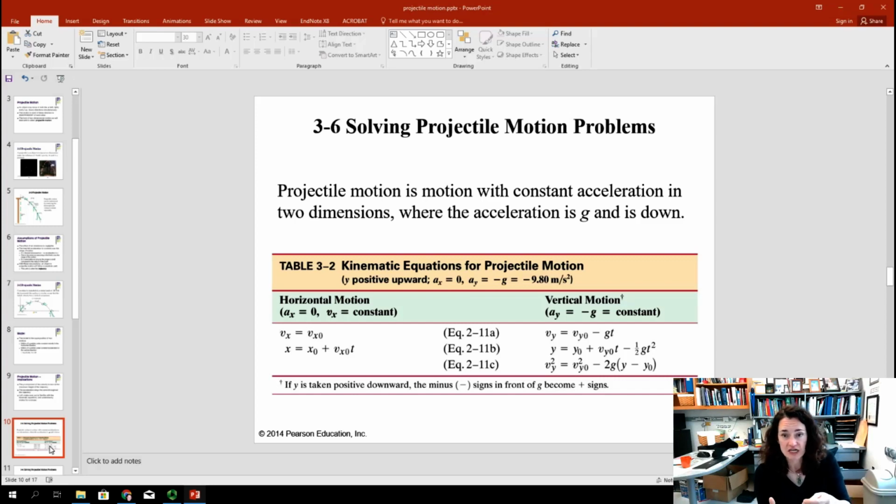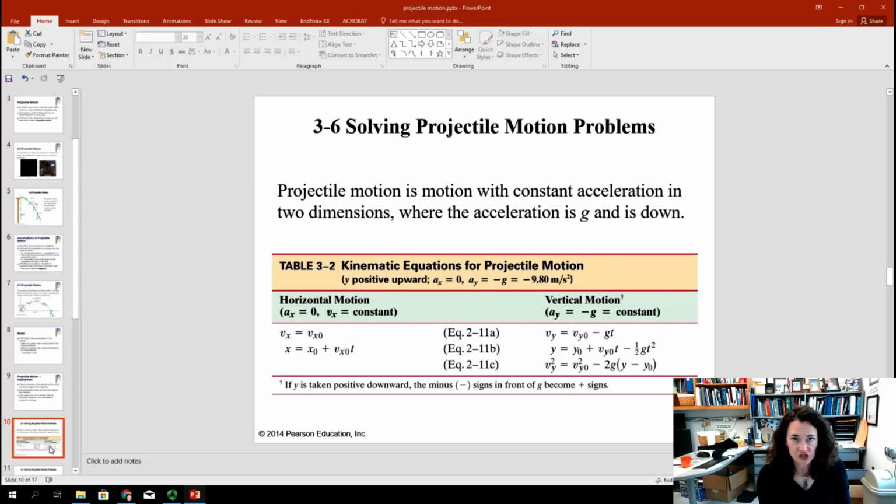The acceleration here is g, okay? So we have vy is equal to vy naught minus gt. The minus sign is because that acceleration, 9.8 meters per second squared, points down. So you've got vy is equal to vy naught minus 9.8 meters per second squared times the time. That'll give you the equation that links the velocities and the time.